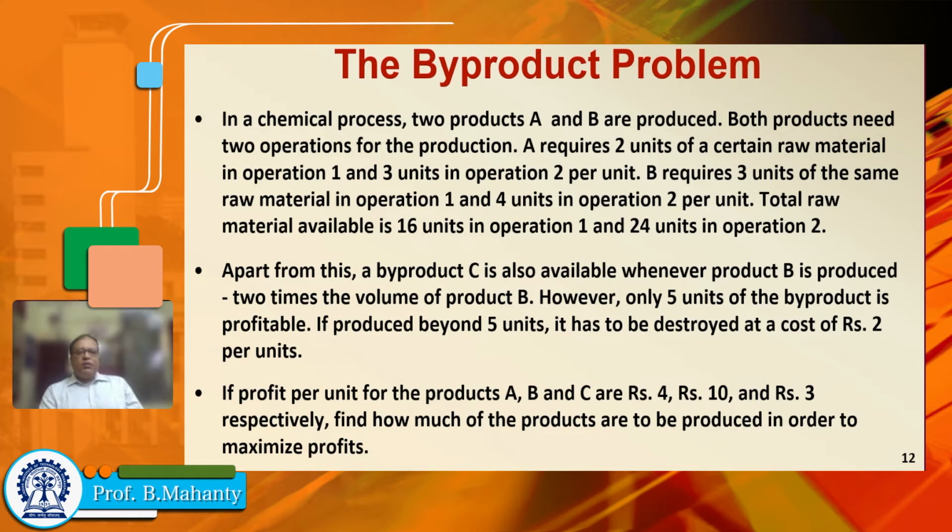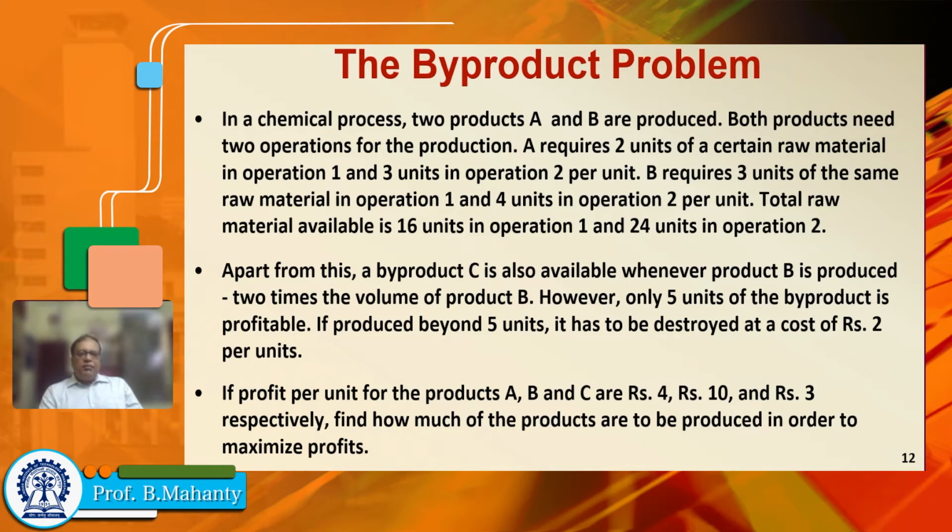In this byproduct problem, we have already discussed the formulation part earlier. In a chemical process, two products A and B are produced. Both products need two operations for the production. A requires 2 units of a certain raw material in operation 1 and 3 units in operation 2. And B similarly requires 3 units and 4 units in the 2 operations. And total raw material available is 16 units in operation 1 and 24 units in operation 2.